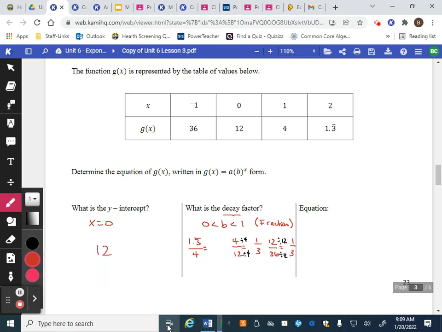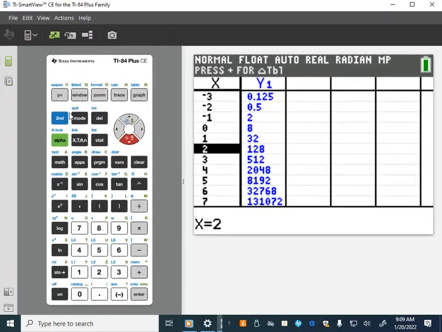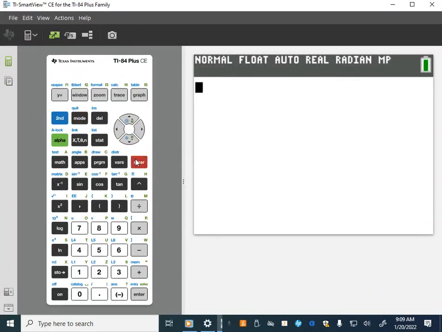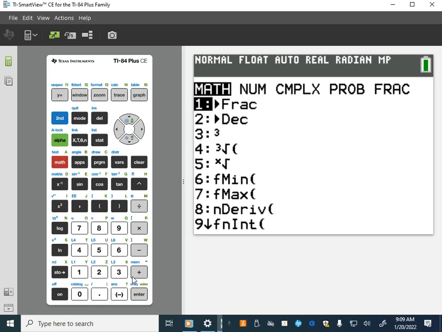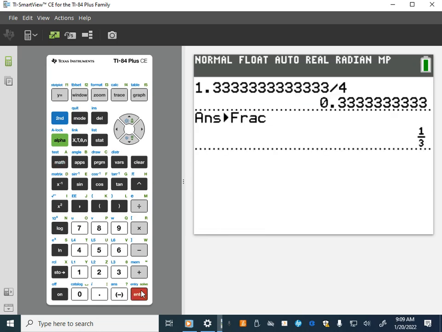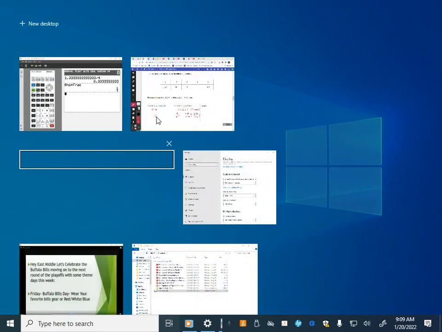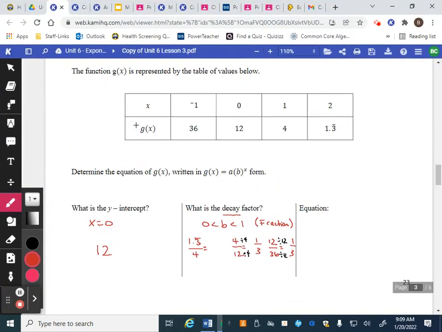So I'm going to use my calculator for that first one. If I divide 1 point, and I'm going to put some 3's in, divided by 4, we get a decimal that turns into 1/3. So this decay factor is 1/3.